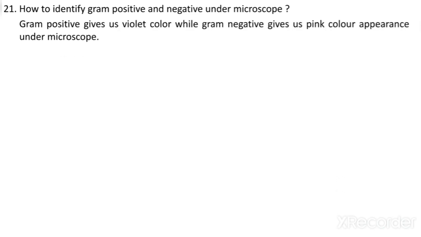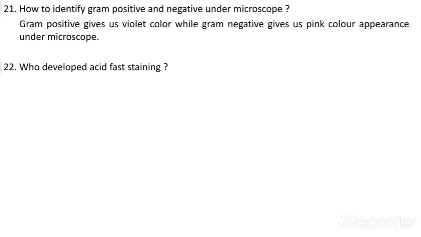How to identify gram positive and gram negative bacteria under the microscope? As we know, gram positive bacteria give us violet color and gram negative bacteria give us pink color under the microscope. So according to their color appearance under the microscope, we can easily observe that.